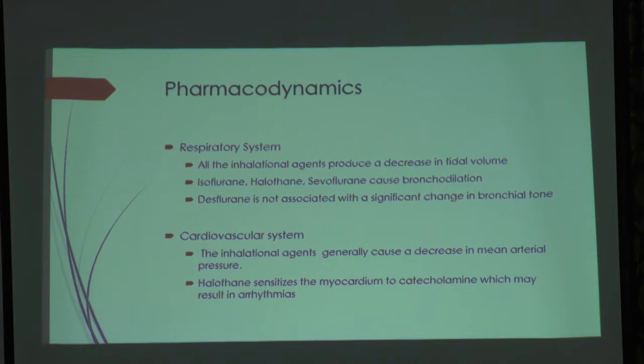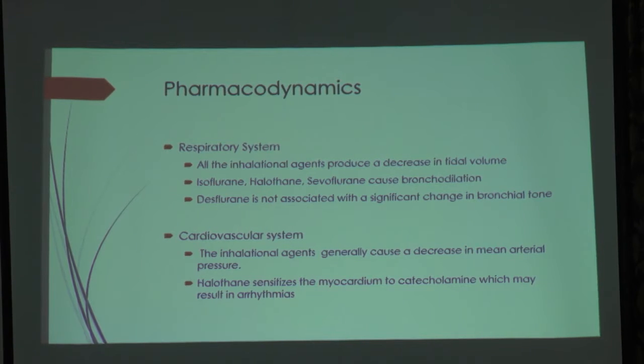So the pharmacodynamics, the inhalational agents generally produce a decrease in tidal volume. You find that isoflurane, halothane, sevoflurane will cause bronchodilation. That is something we want, an ideal anesthetic agent, okay? And I must say that sometimes in the ICU, when we have a patient with status asthmaticus and we are caught in the middle and we don't know what to do, we've used everything, all the inhaled bronchodilators we know, and we have used magnesium, ketamine, sometimes we use an inhalational agent, okay, because of this bronchodilatory effect. Desflurane, however, is not associated with a change in bronchial tone, so there's no bronchodilation with desflurane.